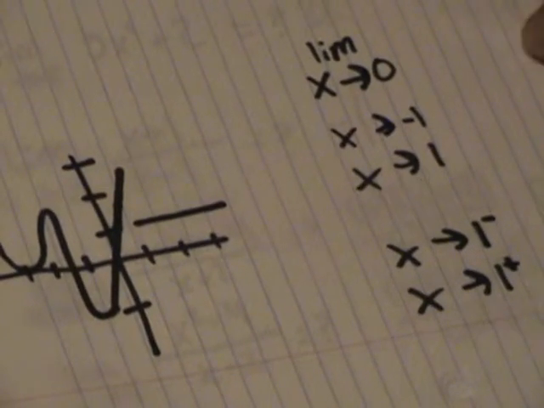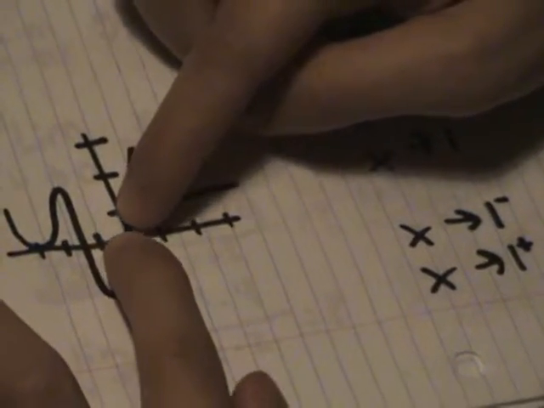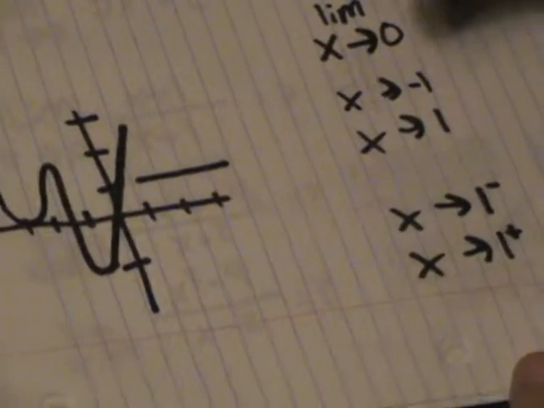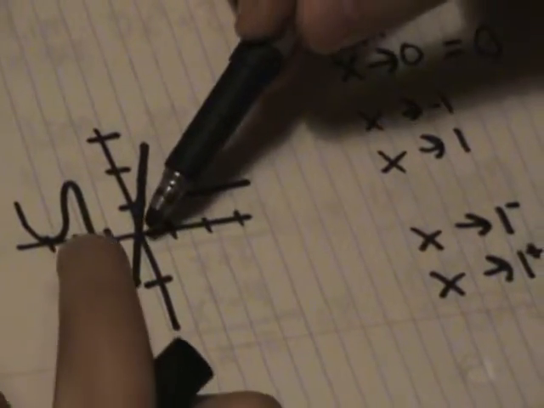As x approaches 0, as you can see, it starts to hit 0. So, the answer is 0. Negative 1. As you can see, they both come into negative 1. Hey, look at that, negative 1.